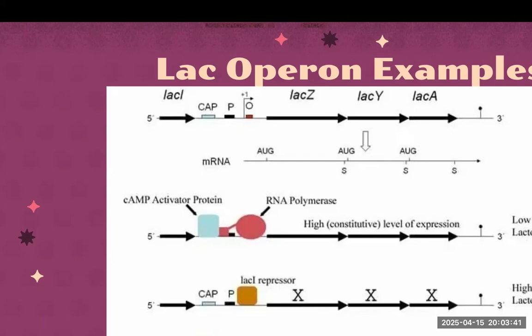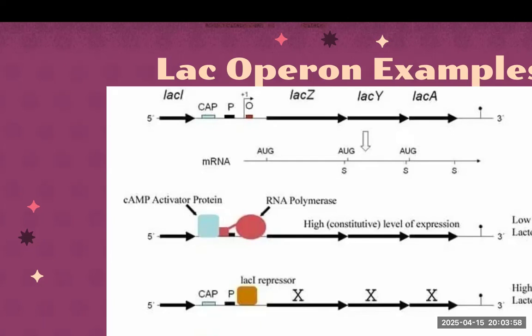That's the highest level you can get. So you have low glucose, which means we need to make a bunch more stuff, and we have some lactose around, but not too much. Perfect. We have something to bind to the repressor, but we also have low levels of glucose, which means we can get a bunch more stuff made because we need it.